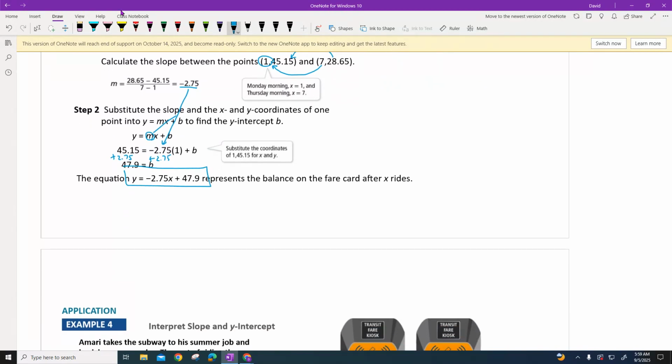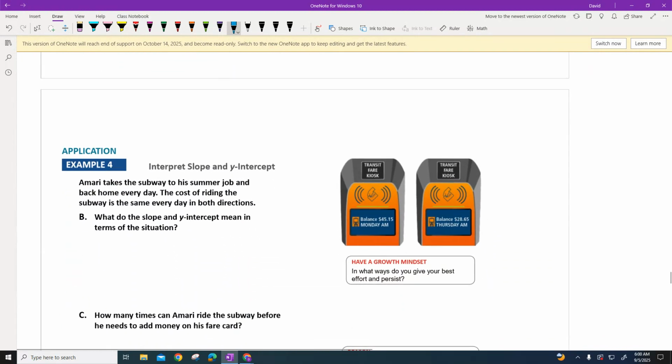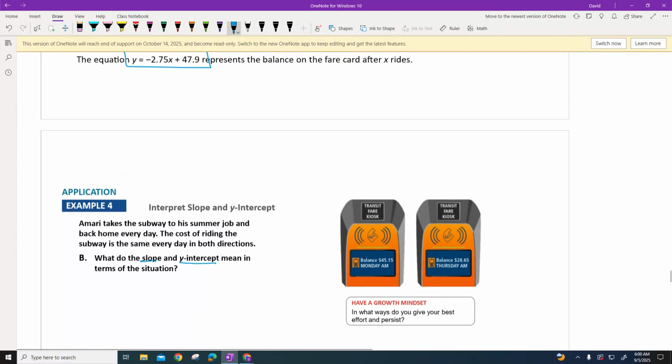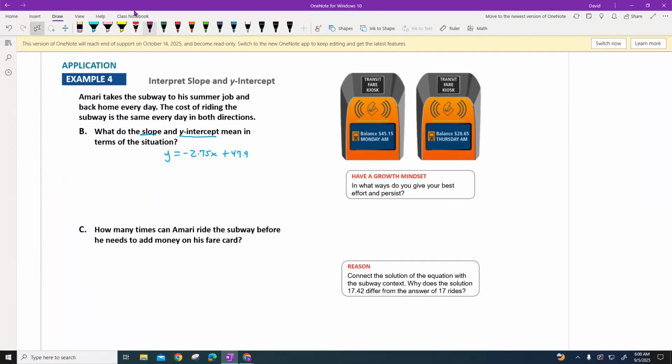Boom. Now we have to do some interpreting of those numbers that we did all of that work. And when you interpret, they're always going to ask two things. What does the slope mean? And what does the y-intercept mean? I want to rewrite my equation that you have up there. So it's y, so I can see it down here. Y equals minus 2.75x plus 47.9. So most kids start with what does the slope mean? You have to state it. Slope means, so we know who's who.